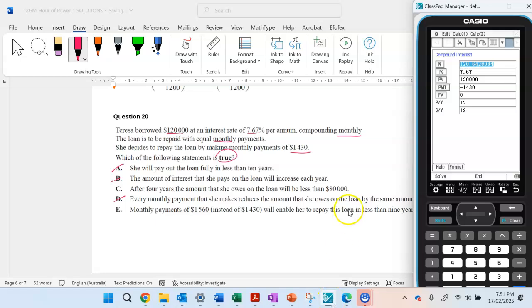All right, part C, after 4 years, the amount that she owes on the loan will be less than $80,000. So we need to then look at the future value. So we're going to change N. So 4 years of 12 months, so 4 times 12. All right, and it says she owes on the loan will be less than $80,000. So it's actually more than $80,000 owing. So she still owes $82,891. All right, so it's not C.